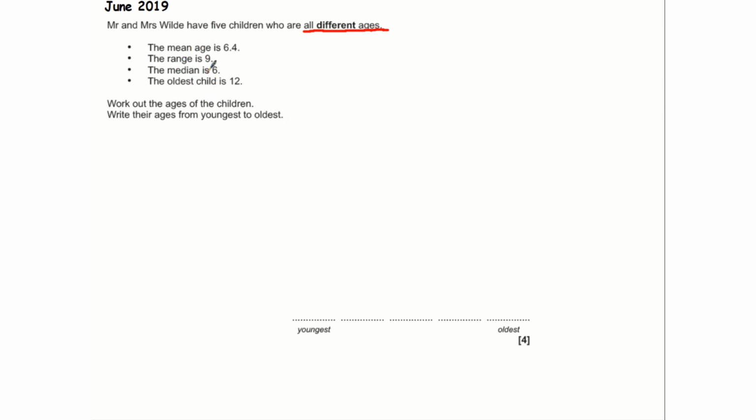Okay. So I would look at this and I would think, right, what can I write down? What's my first thing that I can write down that's really obvious to me? Well, it says the oldest child is 12. So immediately, I can write 12 in here. Okay. And then it says the range is 9. Okay, so I know that the range is the highest value, take away the lowest value. So I would do 9, so it would be 12 take away something equals 9. So I can do 12 take away 9 to find this question mark, which is 3. So I know that my youngest child is 3.